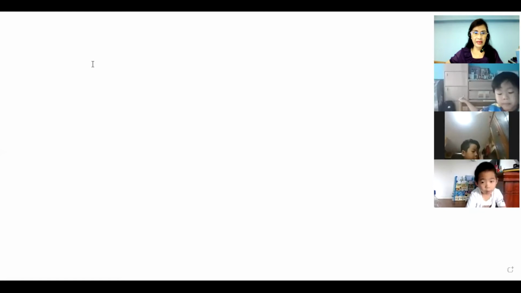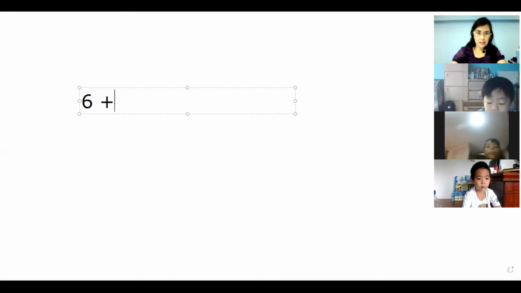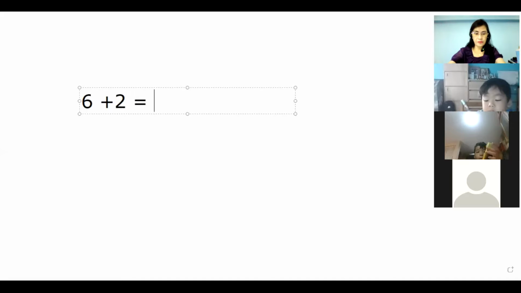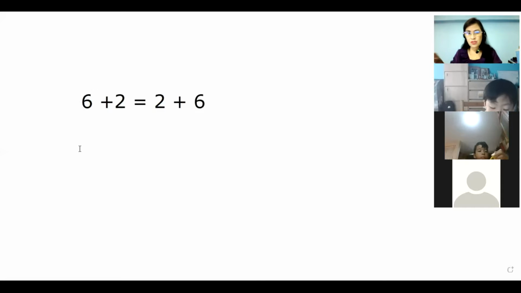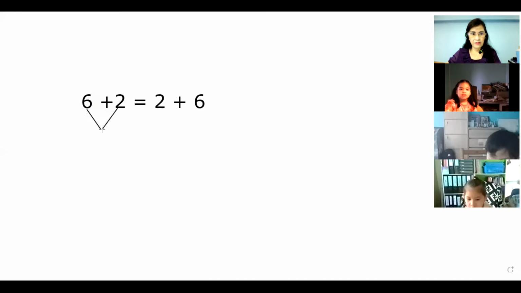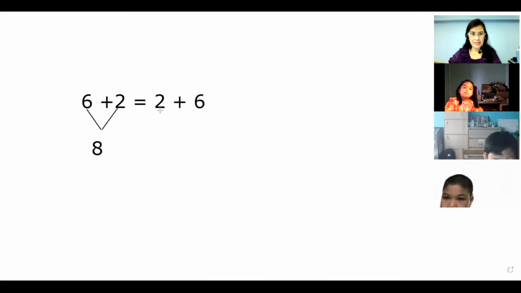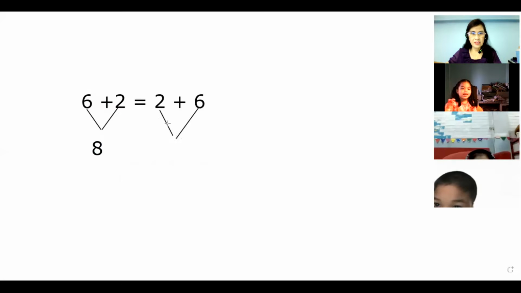So for example, I have here 6 plus 2 is equivalent to 2 plus 6. So we have two numbers, they're the same. What is the answer to 6 plus 2? Okay, we have 8. How about 2 plus 6? What is the answer? Do not write anything on the board. Okay, so you still have the same answer. You got 8.